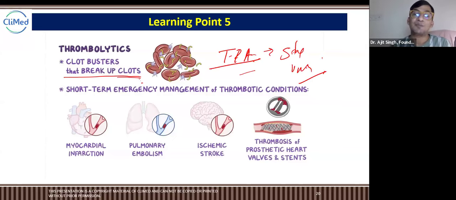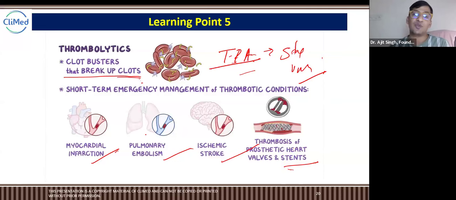So thrombolytics are TPAs, which break the clots, called tissue plasminogen activators, not the UFH or the anticoagulants. Okay, guys, anticoagulants never break up the clots. Anticoagulants are preventing the clot formation. They never break up the already made plaques or the clots. For this we have TPAs or thrombolytics, we call them. And thrombolytics are being used in myocardial infarction also, pulmonary embolism, ischemic stroke, thrombosis of prosthetic heart valve and stents.